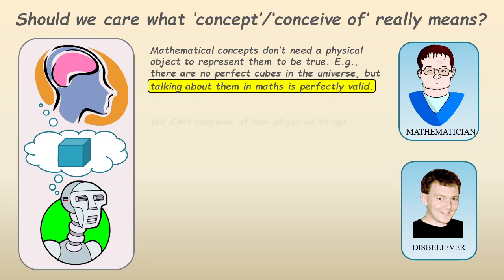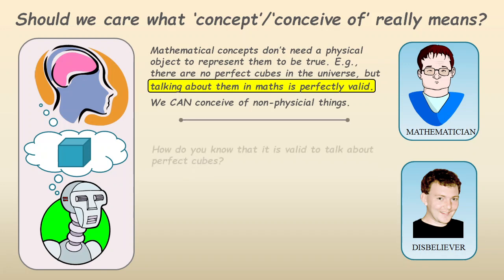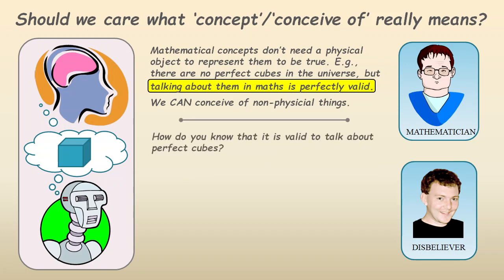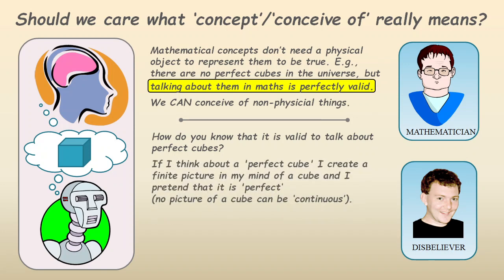But mathematicians never doubt their ability to imagine non-physical perfect forms. But as disbelievers, we might question the ability to imagine such things. For example, if we try to imagine a perfect cube, then we probably create an imperfect picture of a cube in our minds, and we pretend that its edges are continuous and infinitely divisible.